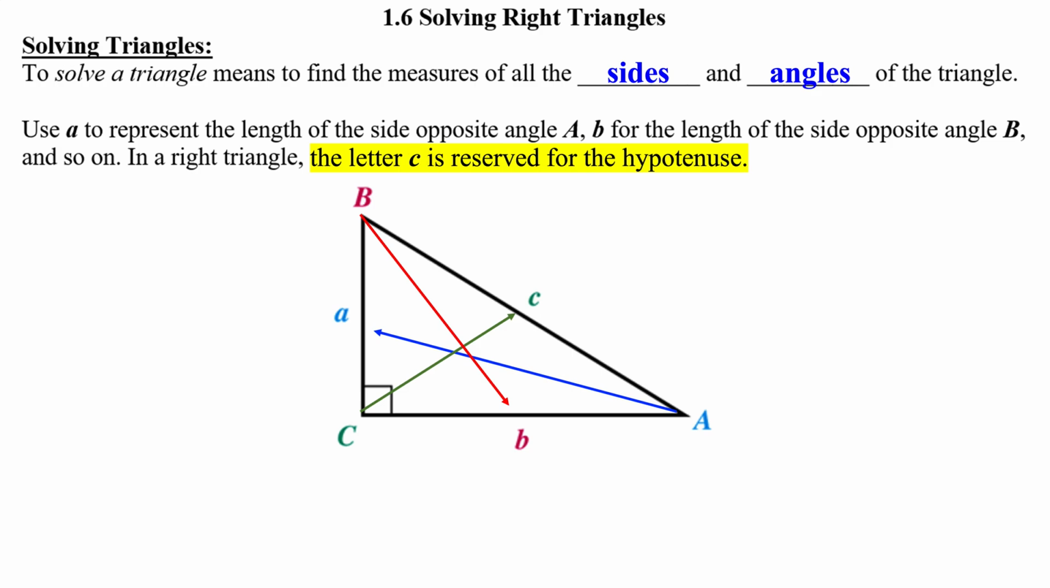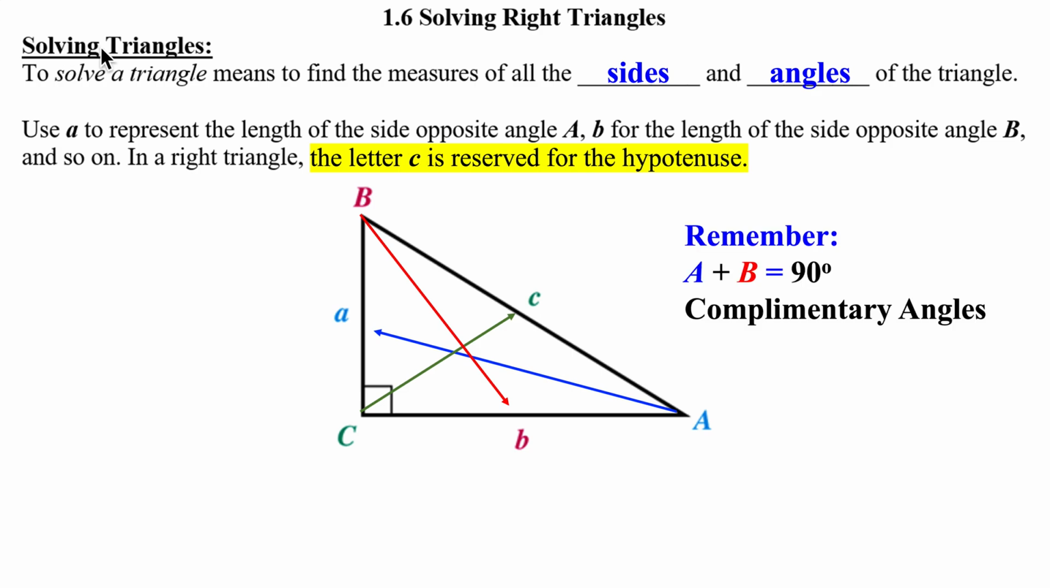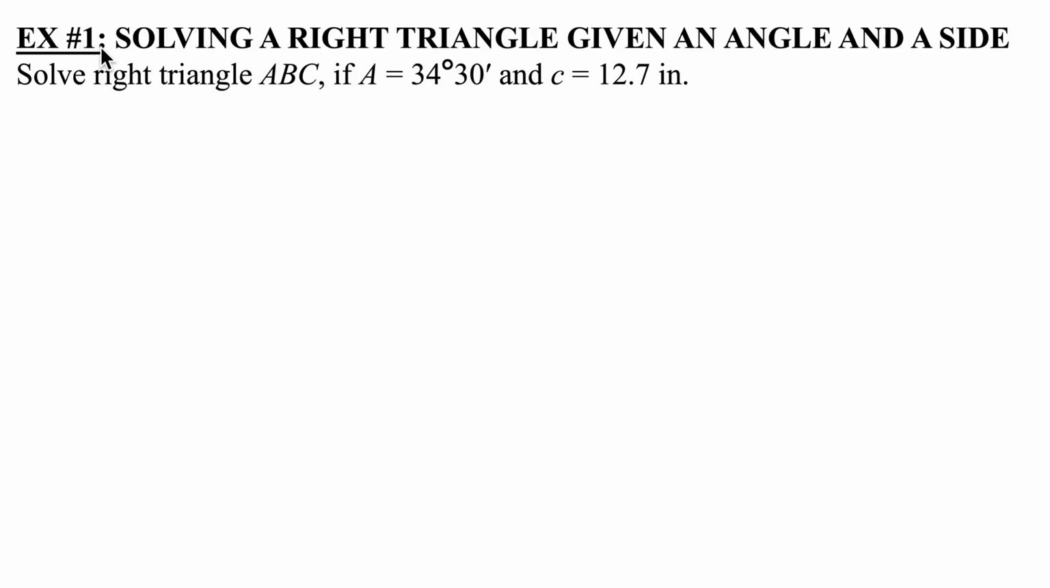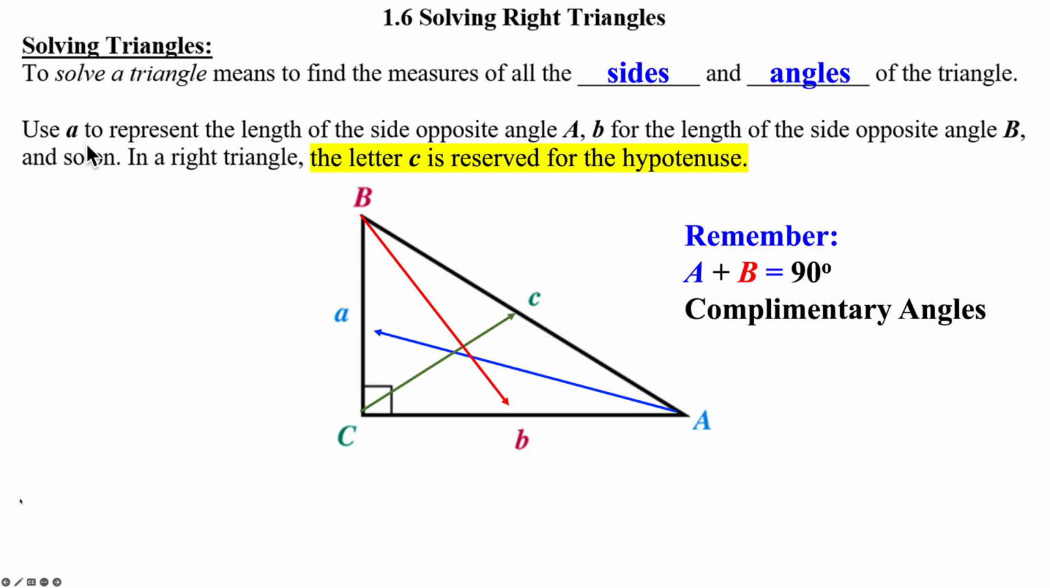Other things to remember in this right triangle: angle A and angle B are complementary angles. They will add up to be 90. And I'm going to show you some nice things about using capitals A, B, and C with your calculator. So hopefully you have your calculator here to practice these. Our first question says solving a right triangle given any angle and a side.